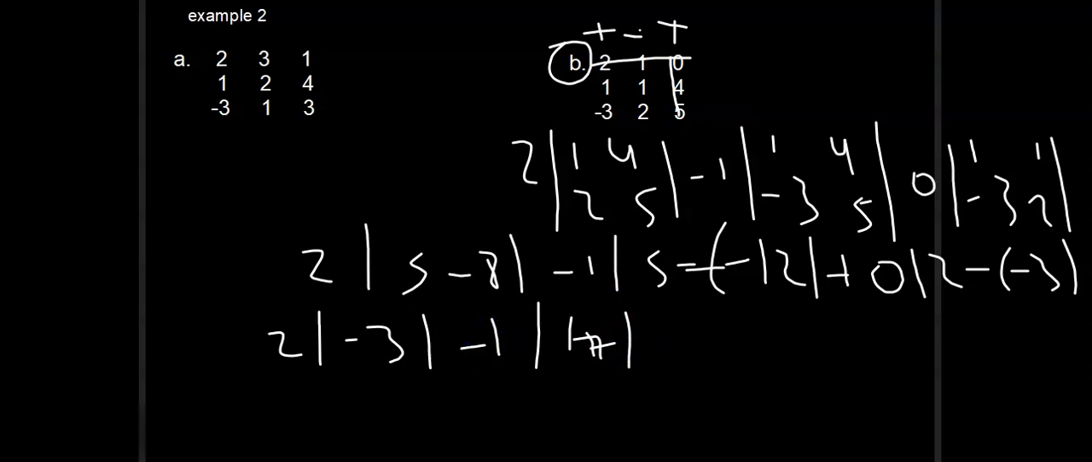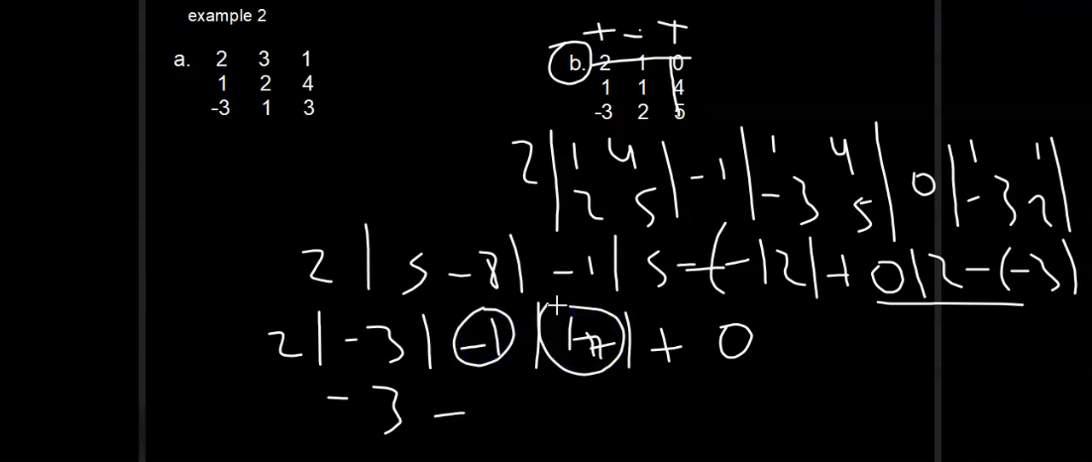Now 2 times negative 3 and negative 1 times 17. And my last one, anything multiplied by 0 will be 0. So 2 times negative 3 is negative 3, and minus 1 times 17 is minus 17. And my last answer will be negative 20.